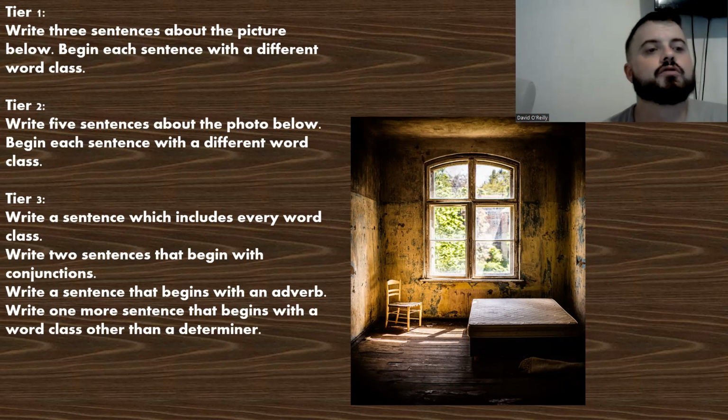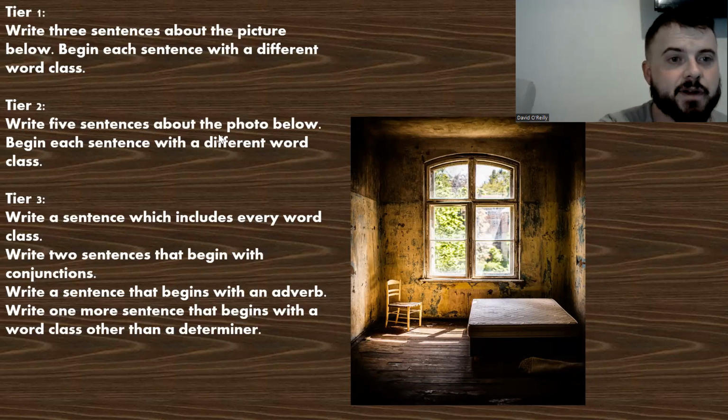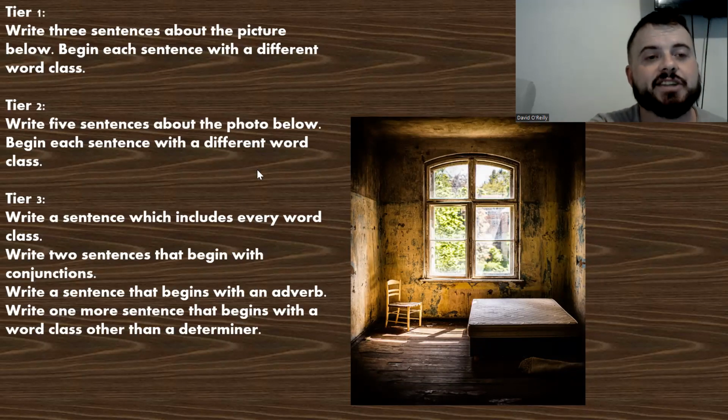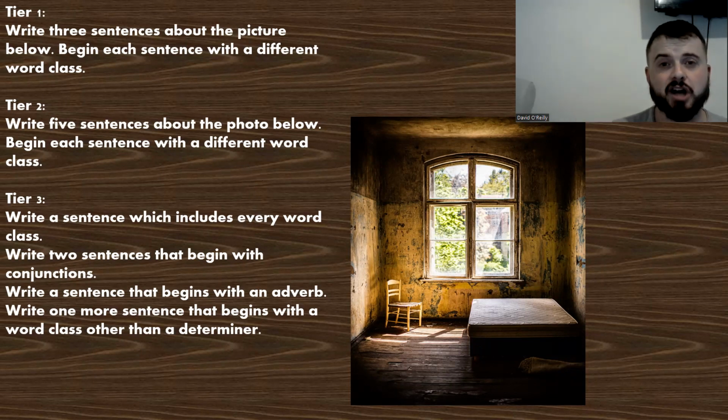Tier 2, write 5 sentences about this photo. It's changed from picture to photo. Begin each sentence with a different word class. So 5 sentences, each sentence must start with a different word class. Now, tier 3, the tricky one. Write a sentence which includes every word class. That's one activity. It's tricky, okay?